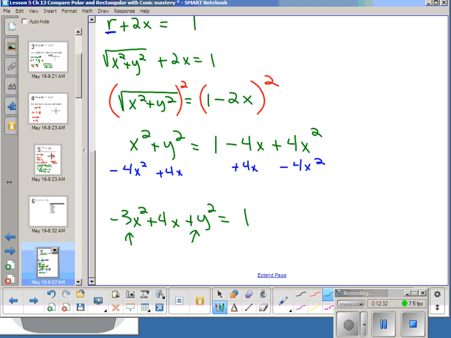And I'm not going to complete the square to figure out more about that hyperbola, although we could. But it is definitely a hyperbola.